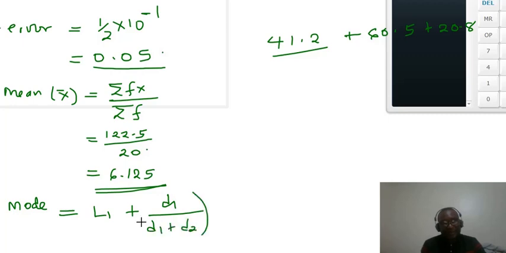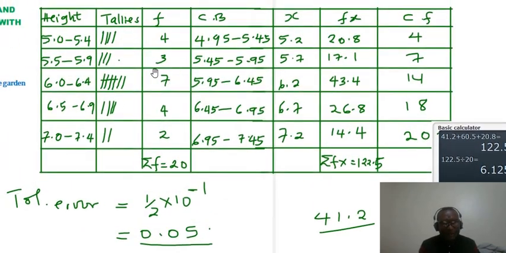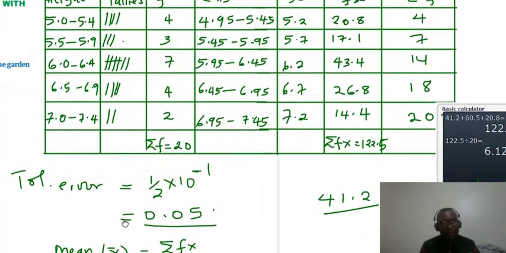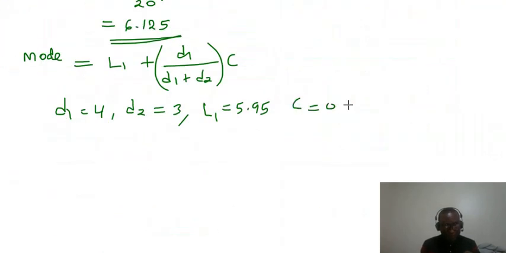We need to calculate the mode is equal to L1 plus we have D1 over D1 plus D2 times the class width. Now, the modal class is the class with the highest frequency. Our highest frequency here is 7. So, D1 is going to be 7 minus 3, which is giving us a 4. D2 will be 7 minus 4, which gives us a 3. So, D1 is 4, D2 is 3. Then L1, the lower class boundary of the modal class, that is 5.95. Capital C, this is 0.5.